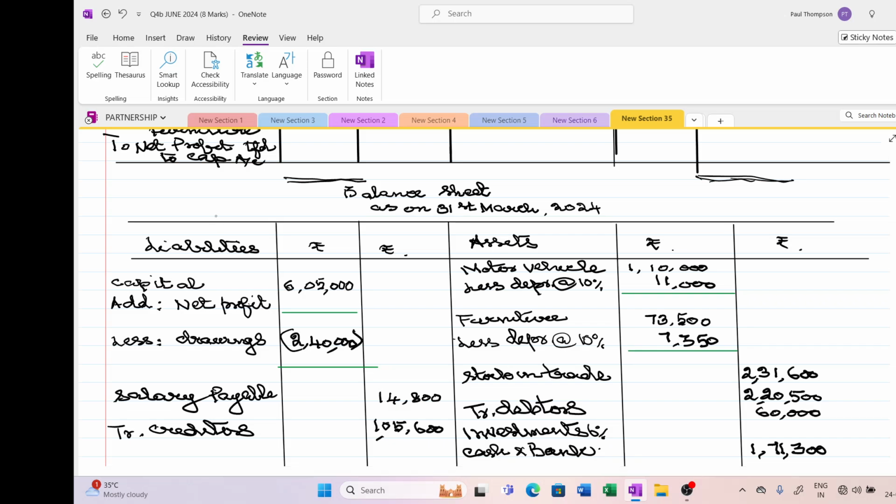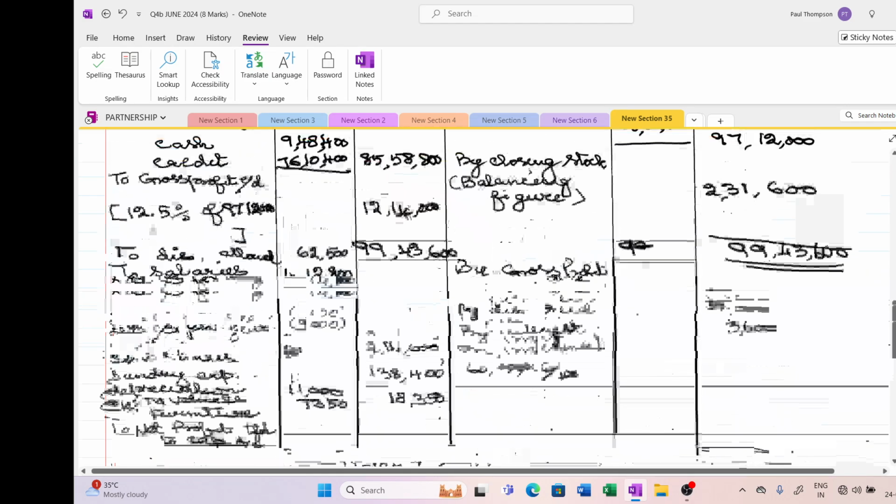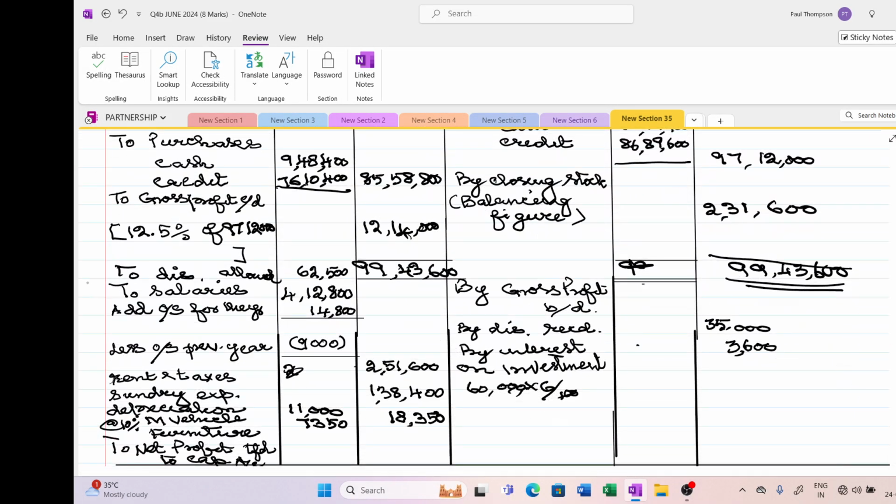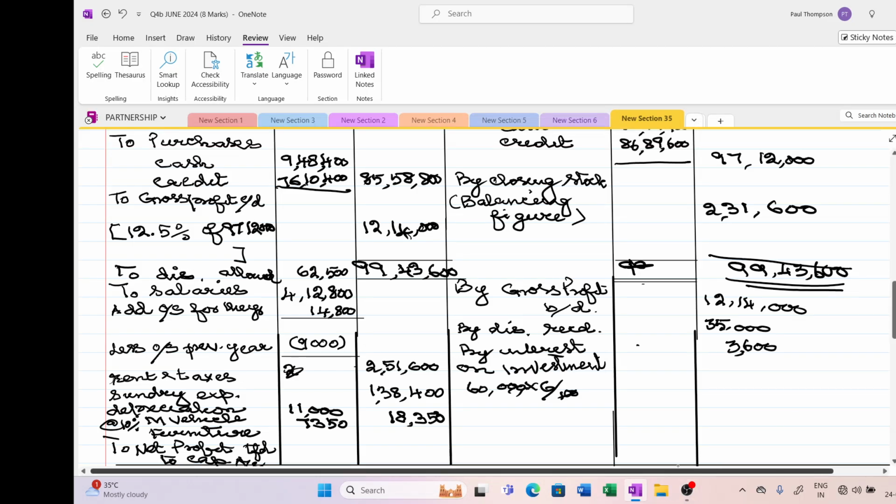Now I am going to close this also. 1,10,000 minus 11,000 comes to 99,000, and 73,500 minus 7,350 comes to 66,150. Almost we have done everything. So we did the first adjustment, additional information also. Now the gross profit 12 lakh 14,000 is brought down here, and we are going to add up this 35,000 and 3,600. That comes to the total of 1252,600.